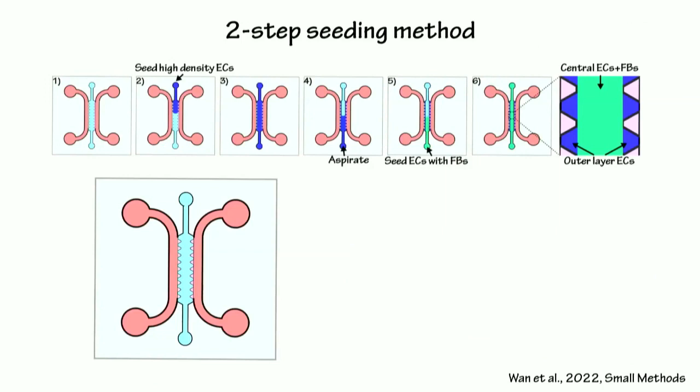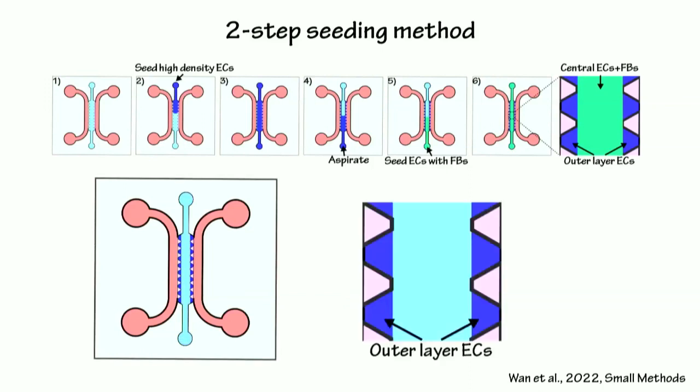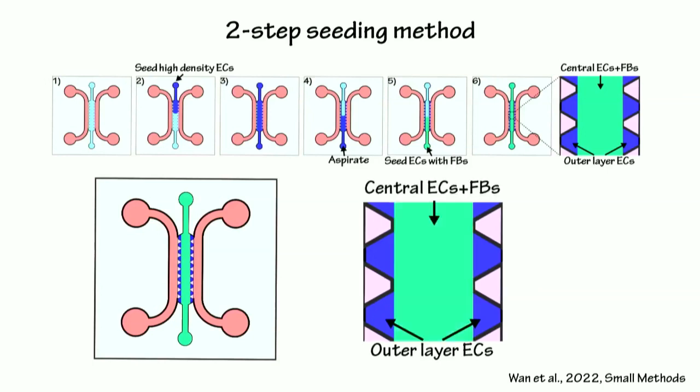So to do that, I developed this two-step seeding method. This is our microfluidic device. First, I seed a higher density of endothelial cells into the gel channel, and then I aspirate from the outlet here. Because of the surface tension, the high-density endothelial cell liquid will be maintained in these regions between microposts. Next, I seed the endothelial cells with the fibroblasts into the gel channel. In this way, in the center the endothelial cell and fibroblast combination will have narrow microvessels, but at the outer regions here, they will form larger opening vessels.